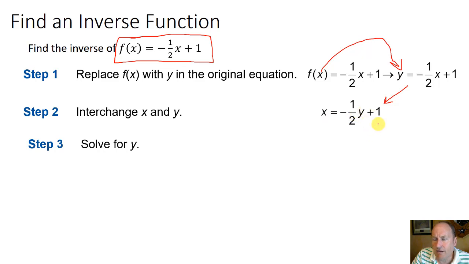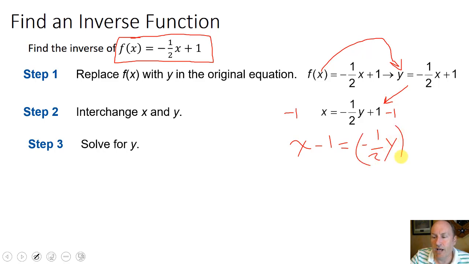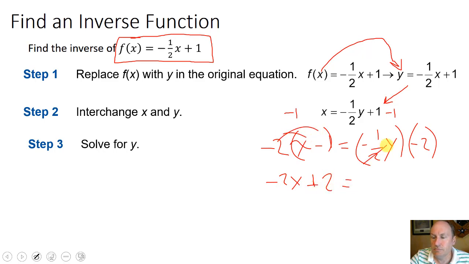To get y by itself, the first thing we want to do is subtract 1 from both sides. That gives us x minus 1 equals negative 1/2 y. Then we multiply both sides by the reciprocal of negative 1/2, which is negative 2. That gives us negative 2x plus 2 after we distribute, equals y. So y equals negative 2x plus 2.